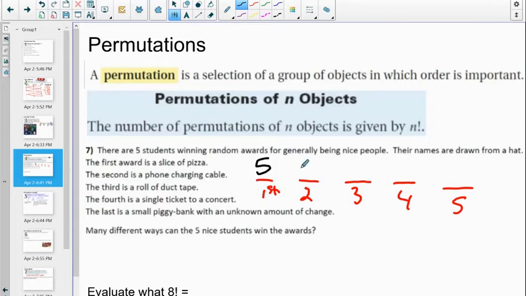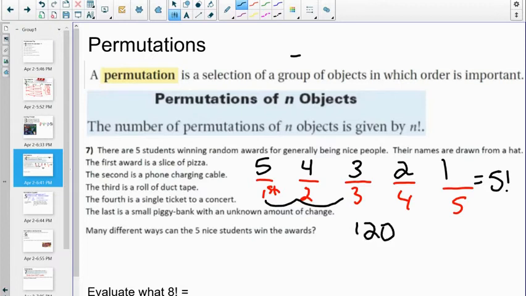And then remember how it goes down by one each as we move this way because there's one less person to be given the option to get an award. So that's why it's the same thing as 5 factorial. And 5 factorial is 120.